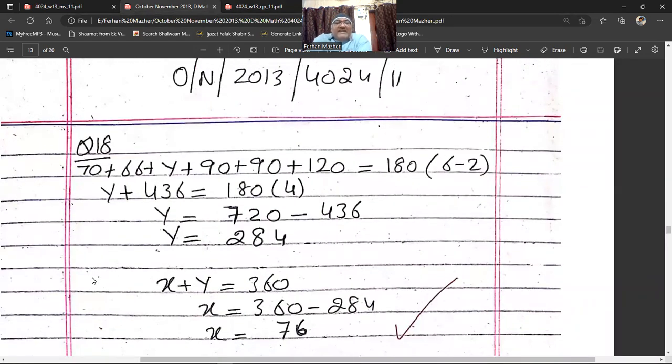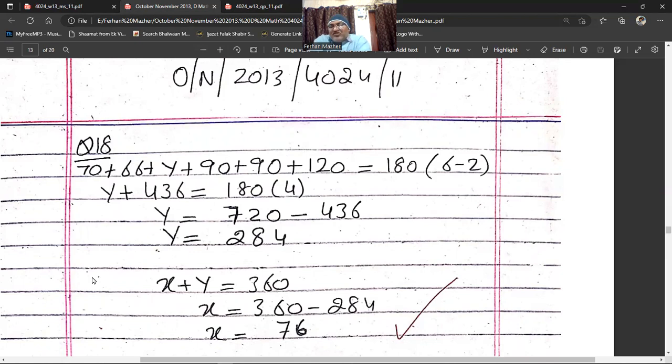So the angle will be 70 plus 66 plus y plus 90 plus 90 plus 120, and that will be equal to 180 (6 minus 2). So that will be 720. So the right side will be 720. Okay, so y plus 436 is equal to 720. So y will be equal to 720 minus 436, and that will be 284. So the internal angle there will be 284.